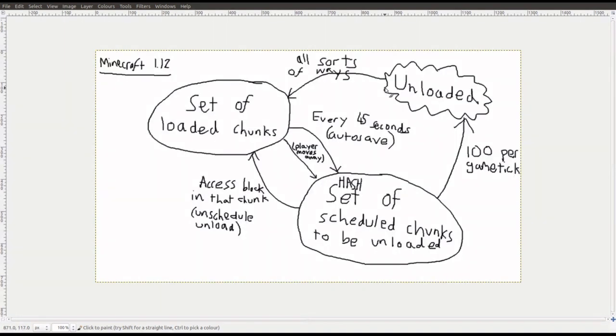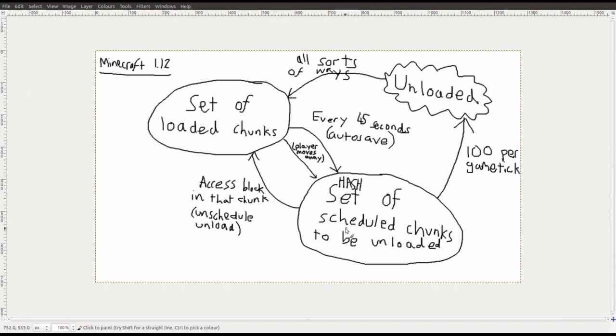This is a diagram of Minecraft's chunk loading algorithm. Chunks can be loaded in all sorts of ways, including by the player and by a redstone contraption. Every autosave, all chunks which are loaded and are not within range of a player or within the world spawn point are added to the set of chunks which are scheduled to be unloaded. Every subsequent tick, 100 chunks from this set are unloaded, and this continues until the set is empty.